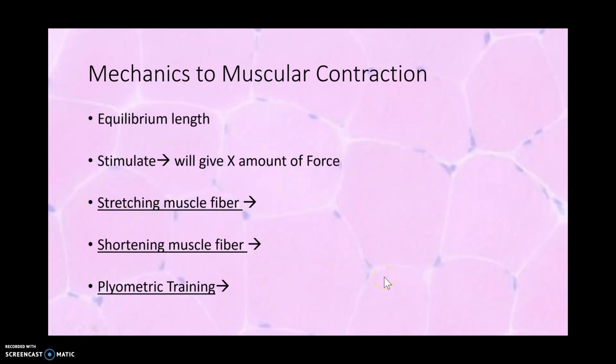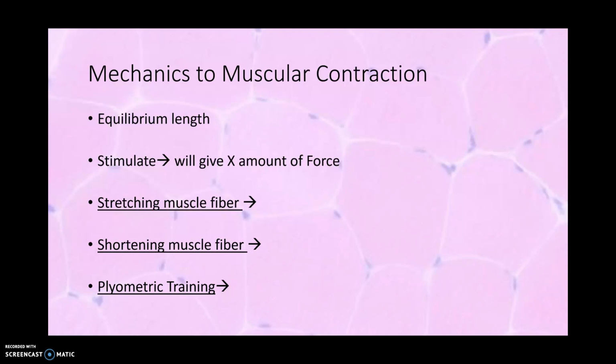Okay, now we're going to briefly talk about the mechanics of muscular contraction. If we were to take a muscle out of its attachments and place it right here on the table in front of you, it would form to its equilibrium length, correct? At some point, once you place it on the table, it's going to come to some equilibrium length where it likes to just lay normally if we were to detach it from its attachment places. If we were to stimulate that muscle right then and there at its equilibrium length, that muscle would give us X amount of force just at its equilibrium length.